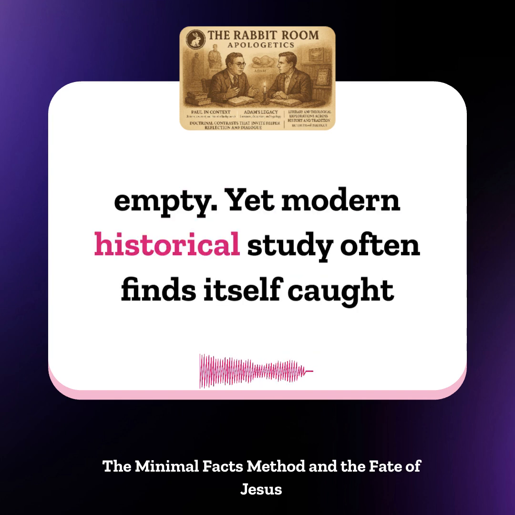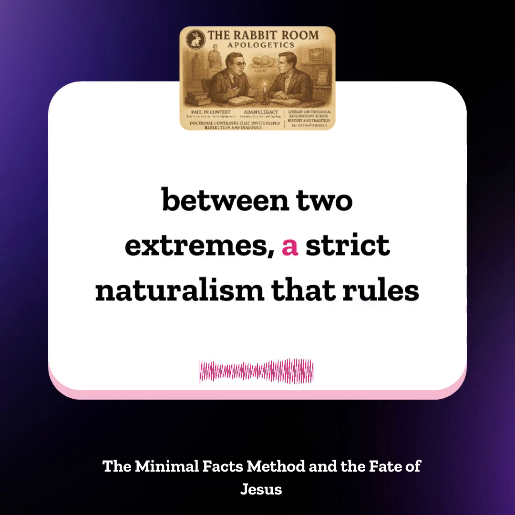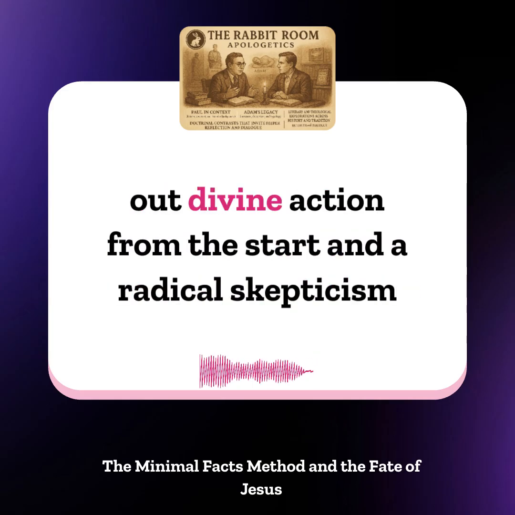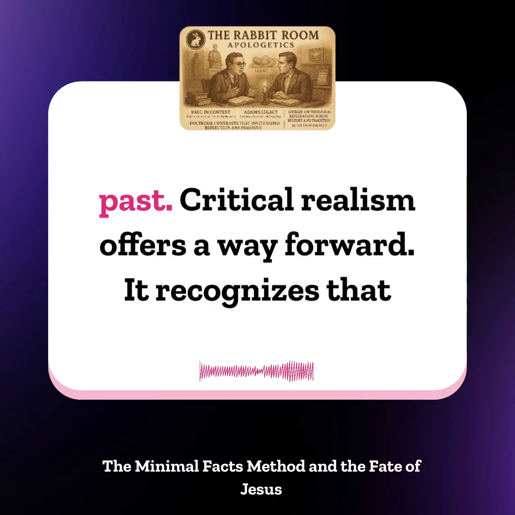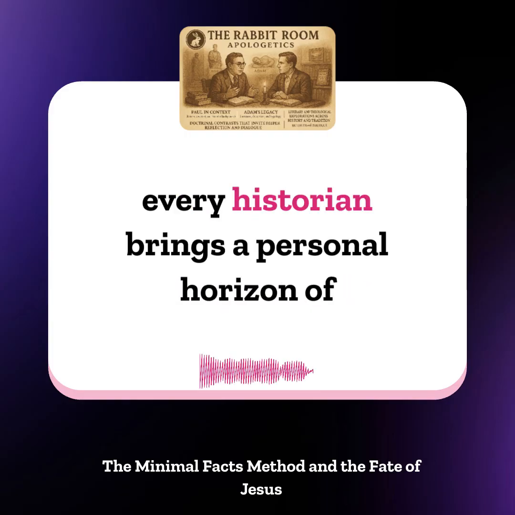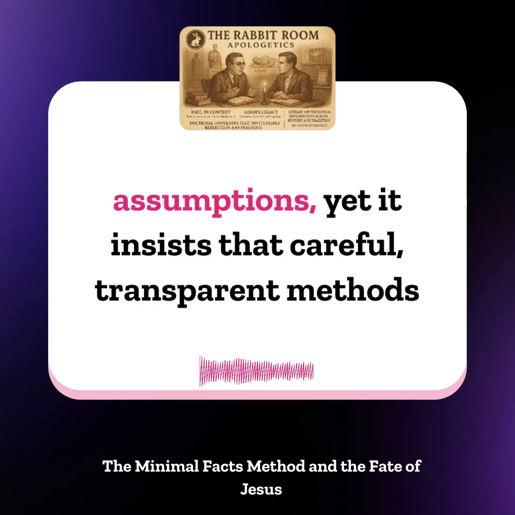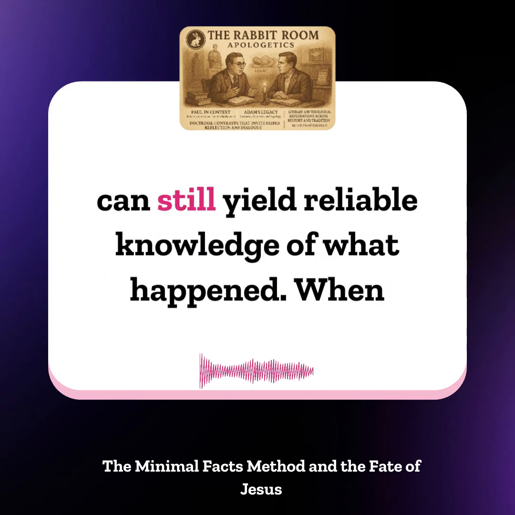Yet modern historical study often finds itself caught between two extremes, a strict naturalism that rules out divine action from the start, and a radical skepticism that doubts we can know anything certain about the past. Critical realism offers a way forward. It recognizes that every historian brings a personal horizon of assumptions, yet it insists that careful, transparent methods can still yield reliable knowledge of what happened.